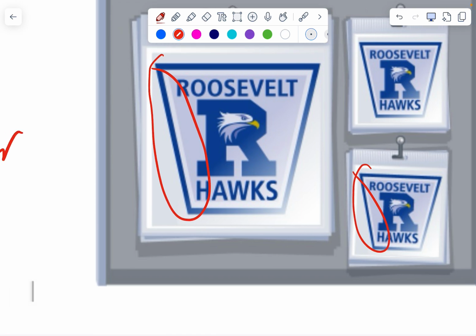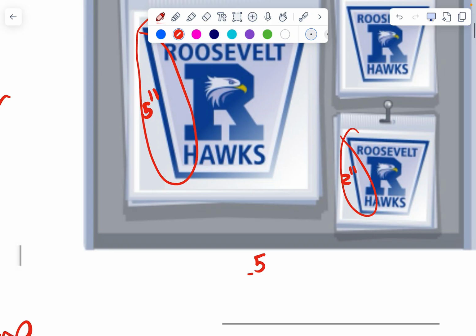So, by the way, this member said it was a car decal versus a sticker. So let's say this is 5 inches and this is 2 inches. Do I have enough to write a proportion with just those measurements? No, because that's only two numbers. So I could do 5 to 2, that's a ratio, but I have no idea what goes over here. So we need a relationship between multiple side lengths to prove similarity. Does that make sense?